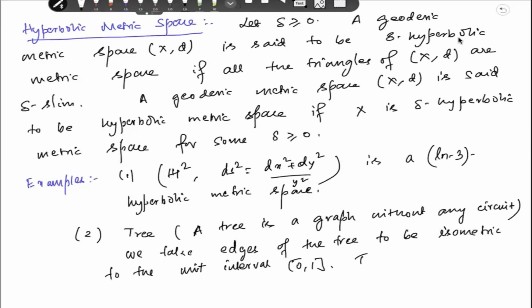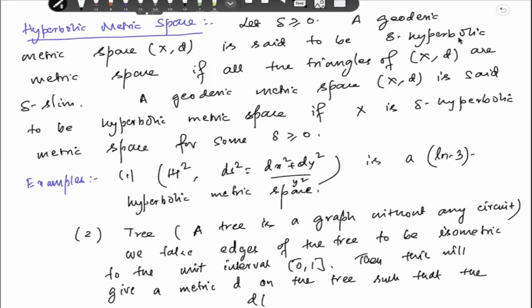So then this will give a metric D on the tree such that the distance between V and W is a natural number, where V and W are distinct vertices of the tree.